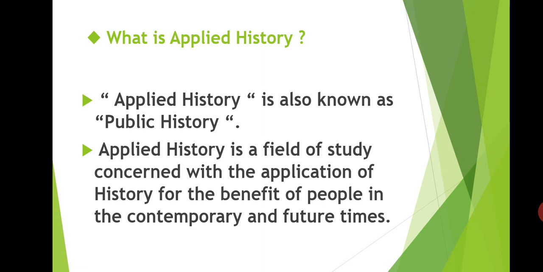What is applied history? Applied history is also known as public history. Applied history is a field of study concerned with the application of history for the benefit of people in the contemporary and future times. Public history, students: people have a lot of misgivings about the practicality of the knowledge of history. For example, history is usually thought of as a field of interest only for historians and students wishing to pursue higher studies in the subject and not pertaining to practical life.